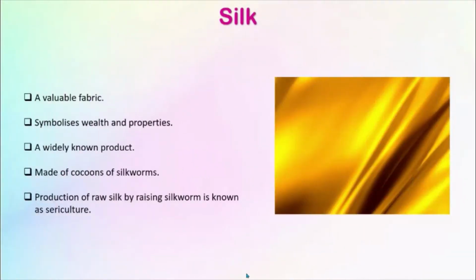Silk. Silk is one of the most valuable fabrics. It symbolizes wealth and prosperity. In earlier times, it was only reserved for kings and monarchs. Later, Romans sold it in the weight of gold. It is an animal fiber made from the cocoons of silkworms.